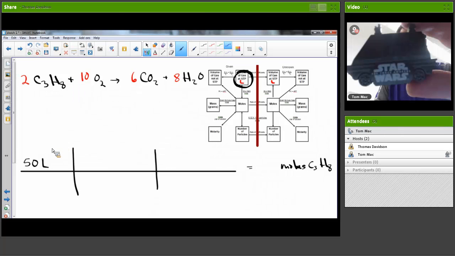Okay. Did anyone have 2, 10, 6, 8? Did anyone have 1, 5, 3, 4? We're just right here. You already did it forever. Oh, I'm sorry. In the example, water was first and carbon dioxide second, but it doesn't matter.